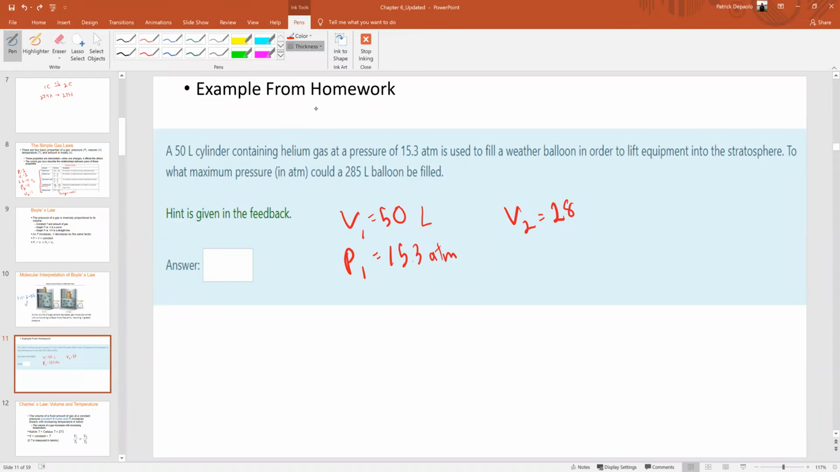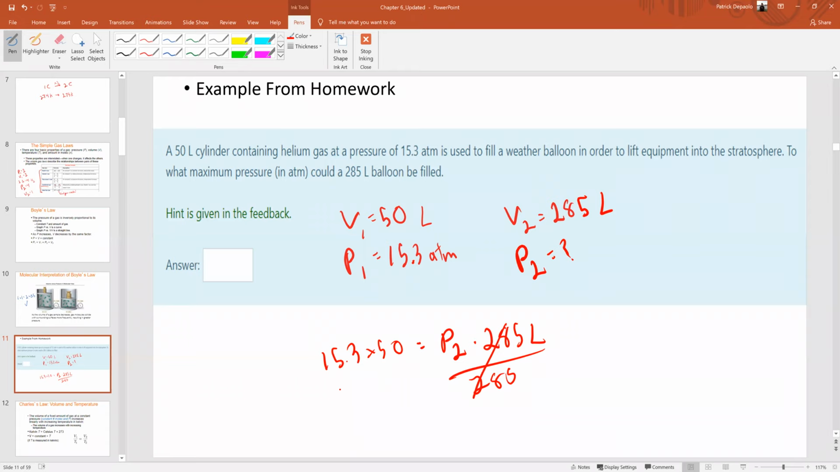Get the pen back. 285 liters. Now we're looking for our pressure. So what is our P2? P1V1, 15.3 times 50 equals P2 times 285 liters. Now we divide by 285 and we get P2, whatever that is.